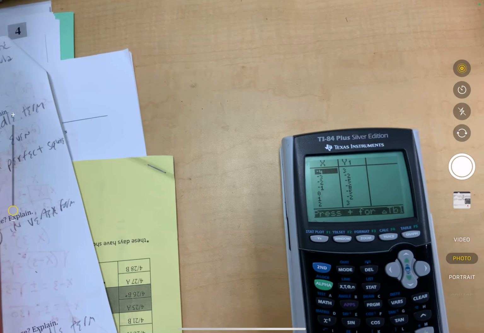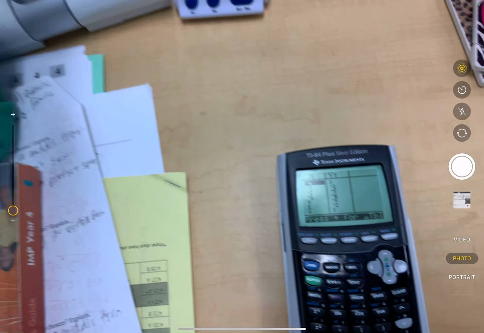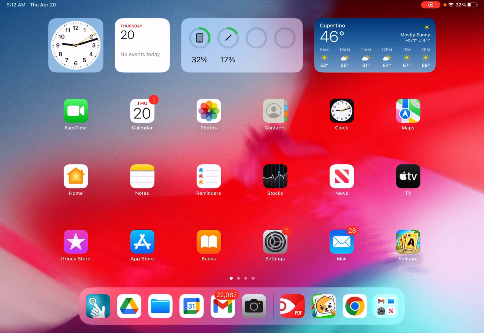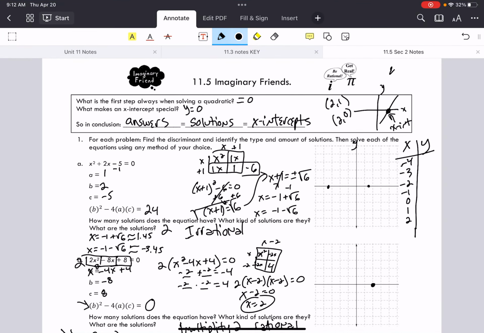Okay. Good. So now let's plot those points. So -4, 3, -3, -2. Now I'm just going through and plotting those points.